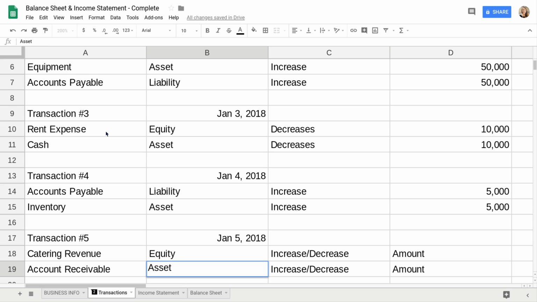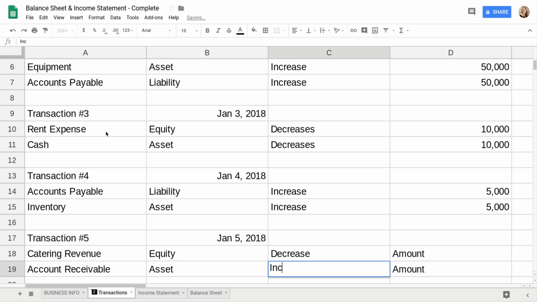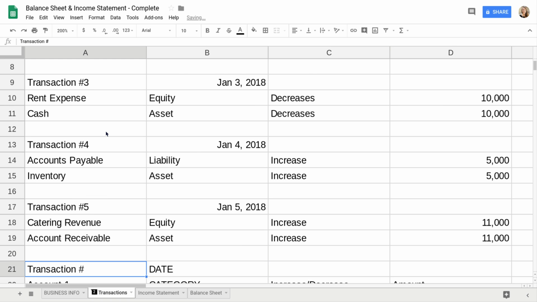It's going to get really loud here because it's just about to rain, but hopefully you can stick with me here. Equity is going to increase. Accounts receivable is going to increase. Let's catch all that. So my revenue I've charged is $11,000. Nice round even numbers here.